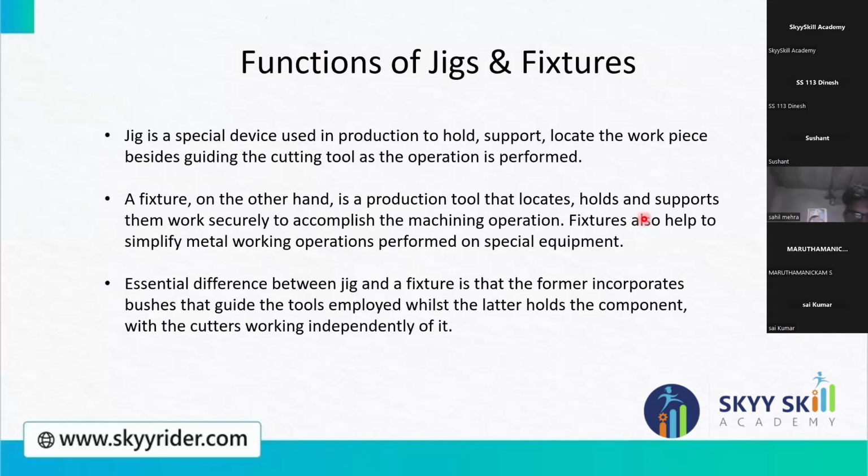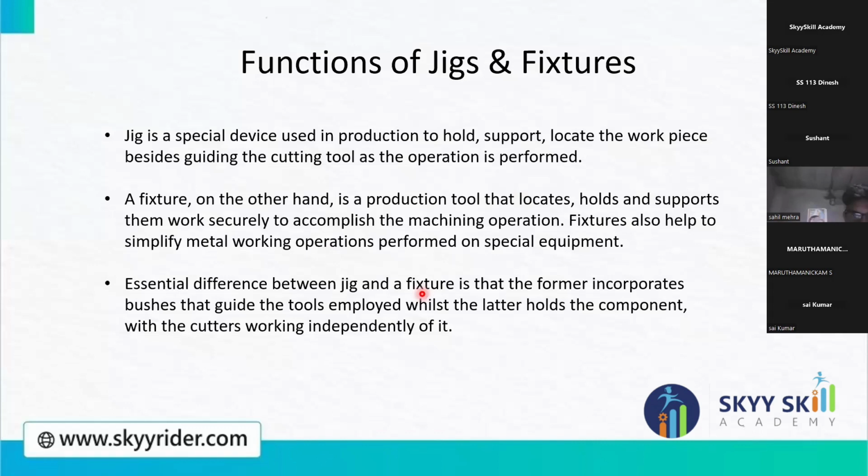Now, the functions we already discussed. The jig is a special device used in production to hold, support, and locate, besides guiding the cutting tool as the operation is performed. So basically, the jig is used for a specific tool, which generally holds the workpiece, supports the workpiece, and locates the tool during the complete process. But the fixture, on the other hand, is a production tool that locates, holds, and supports the work securely to accomplish the machining operation.